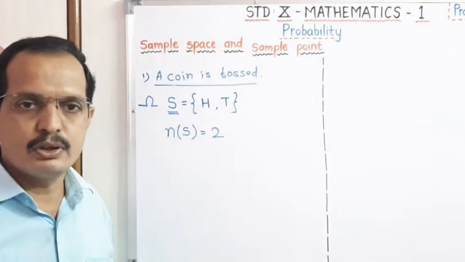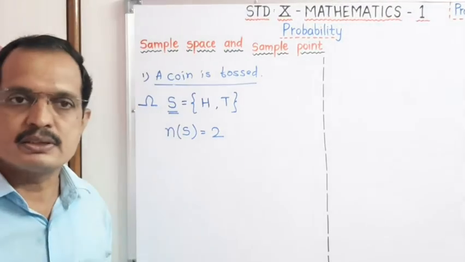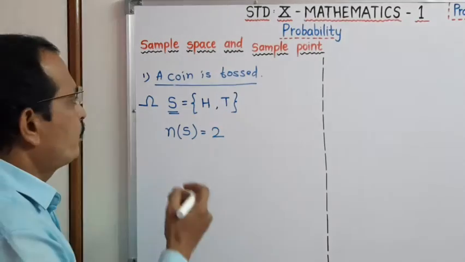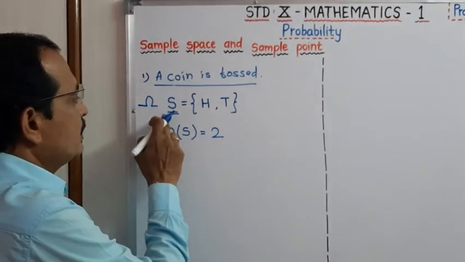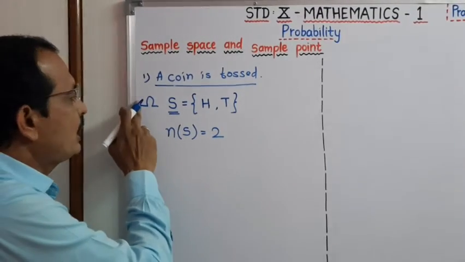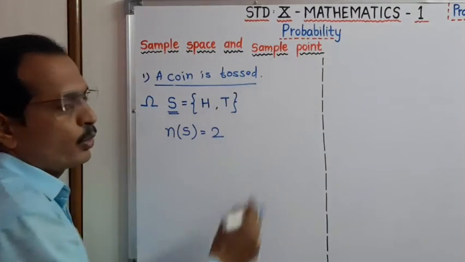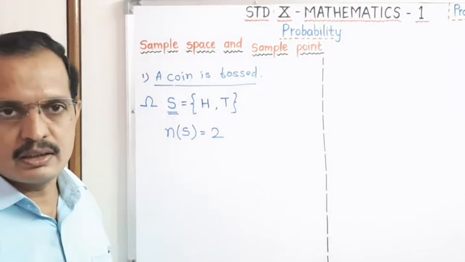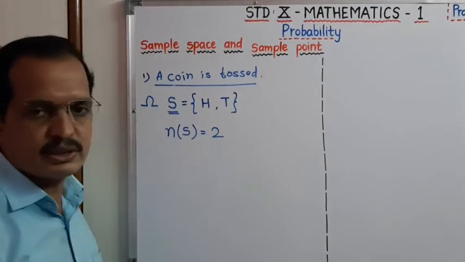I think everyone understood this. What is the sample space? Sample space means the possibilities of a random experiment. The sample space is denoted by capital S or by this symbol, which is known as omega. Then what are the sample points? How many possibilities are there? Two possibilities. Therefore the sample point for this experiment is 2.